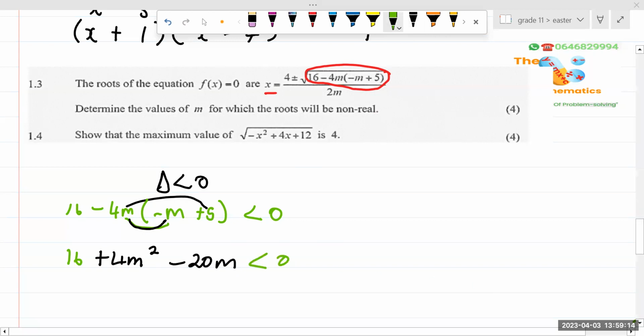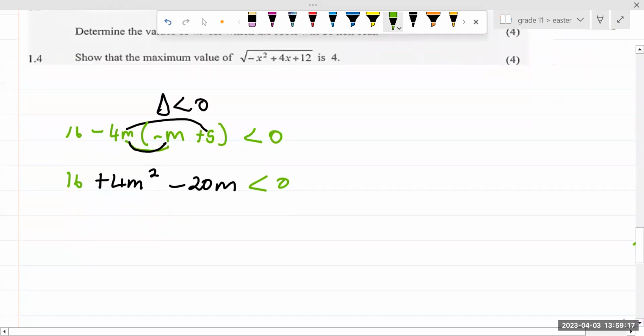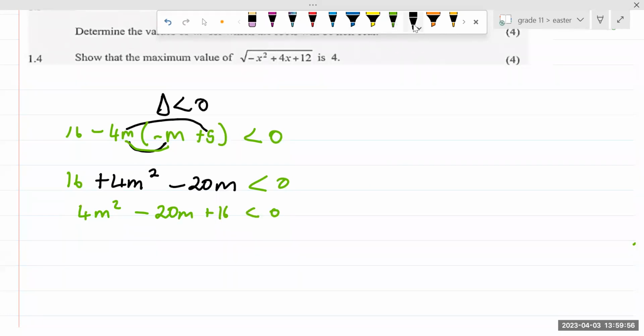Now, this is a quadratic inequality. Can you see that? Yes. So, what are we going to do from here, Amogelang? Now I use the discriminant. I must identify a, b, and c. So we have 4m squared minus 20m plus 16, putting it in standard form, which is going to be less than 0. And then we'll go and get the critical values.